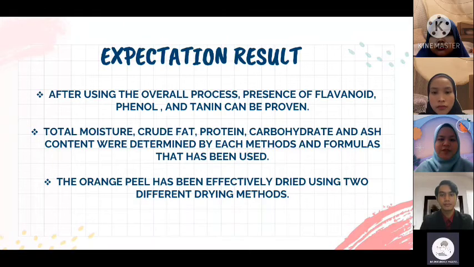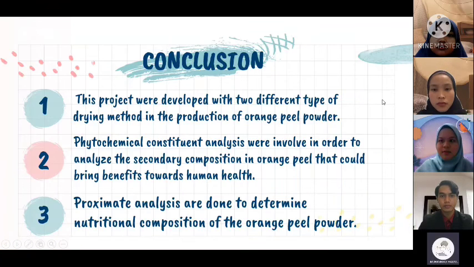Expected results. After using the overall process, the presence of flavonoid, phenol, and tannin can be proven. Next, total moisture, crude fat, protein, carbohydrate, and ash content are determined by each method and formula that has been used. And lastly, the orange peel has been effectively dried using two different drying methods, which are the oven drying method and also the freeze drying method.